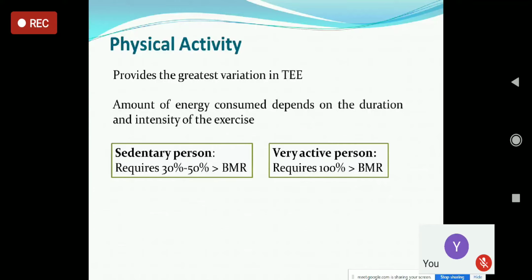If you take into account a sedentary worker and a manual worker, obviously the level of physical activity is highly different, which provides the greatest variation in total energy expenditure. For a sedentary person, the requirement is 30 to 50% above the basal metabolic rate, whereas for a very active person, the energy required is 100% above the basal metabolic rate.